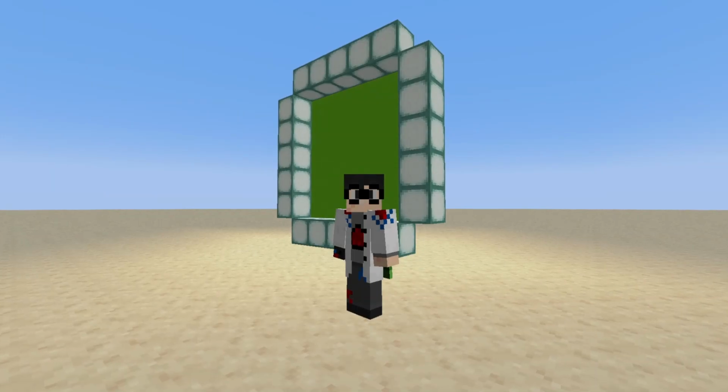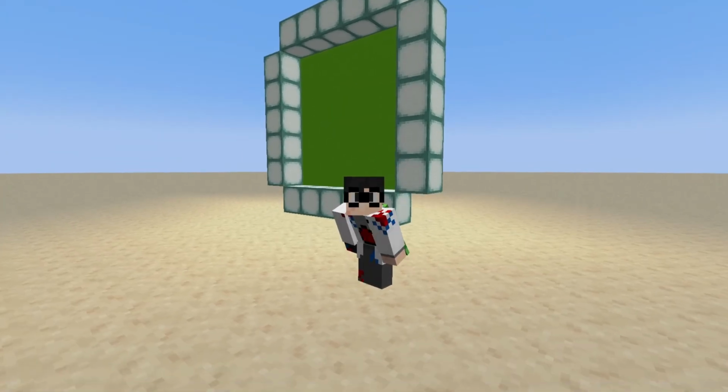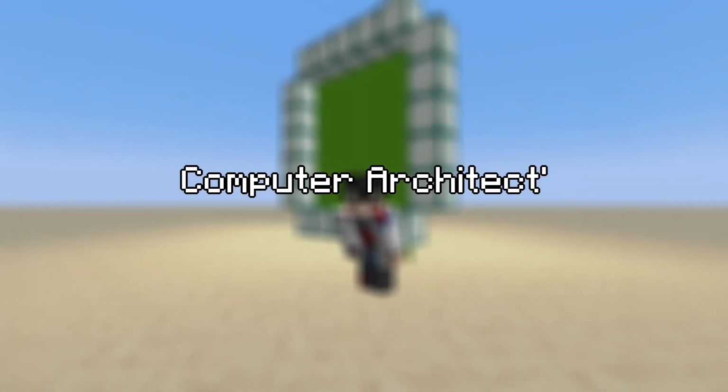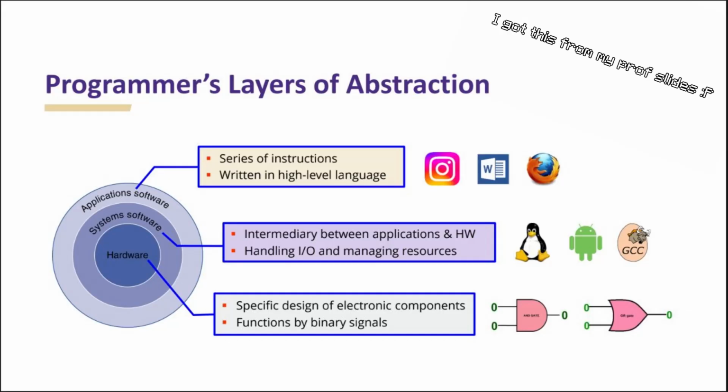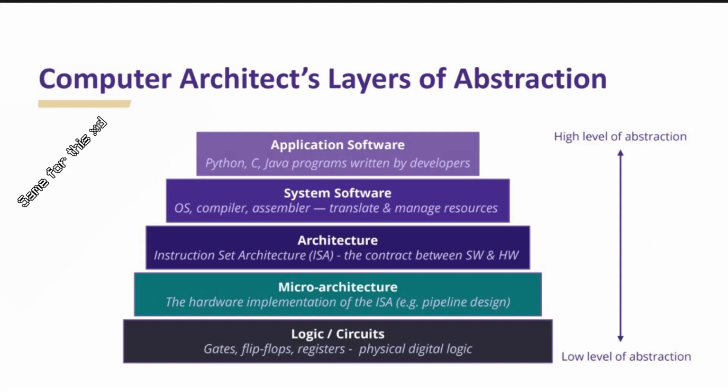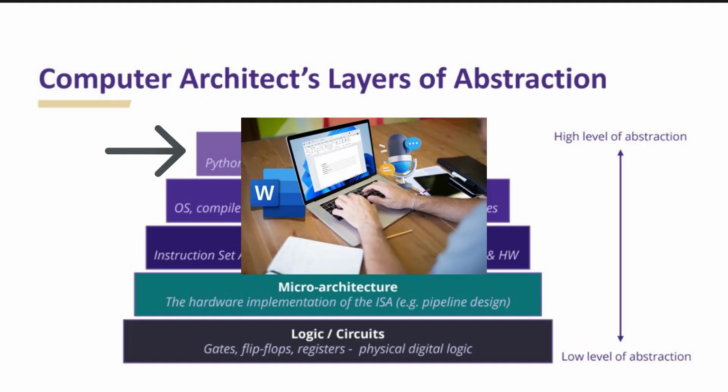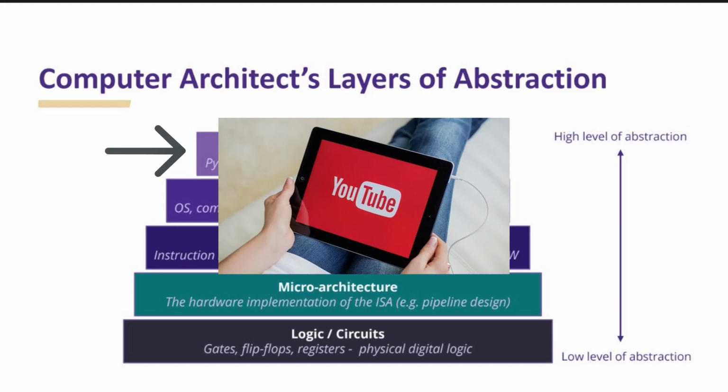One thing I also want to mention, which should make you understand what we will be building more, is computer architecture's layers of abstraction. The layer of abstraction is a concept that is used to describe the different levels of abstraction in computer architecture. The layer of abstraction is divided into 5 levels. First, we have the application layer, which is the highest level of abstraction and is where the user interacts with the computer, like writing documents, listening to music, or watching YouTube videos.